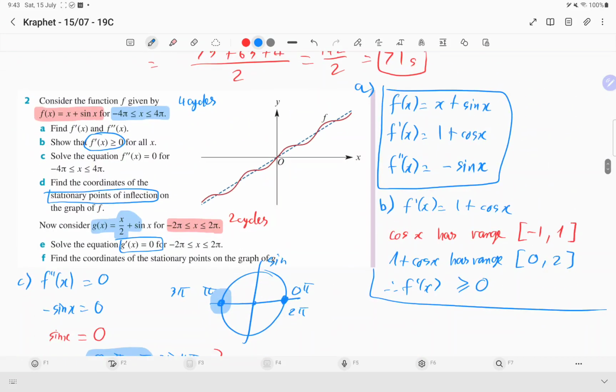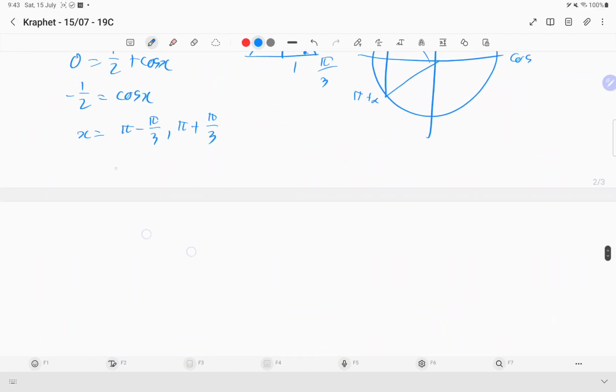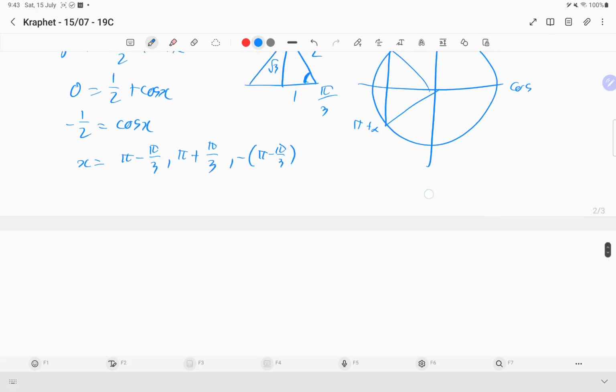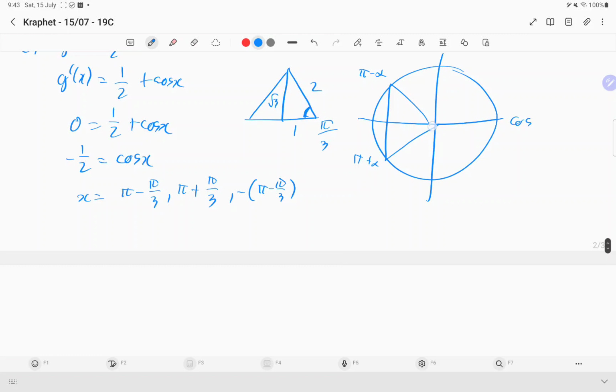We need the negative version of that as well, and the negative version is just the negative of these. So it's negative of pi minus pi on 3, and would it be negative? Yeah, it would just be the same thing, but you turn into the negative region here. So negative of pi plus pi on 3. So that would be 2 pi on 3, 4 pi on 3, negative 2 pi on 3, negative 4 pi on 3.